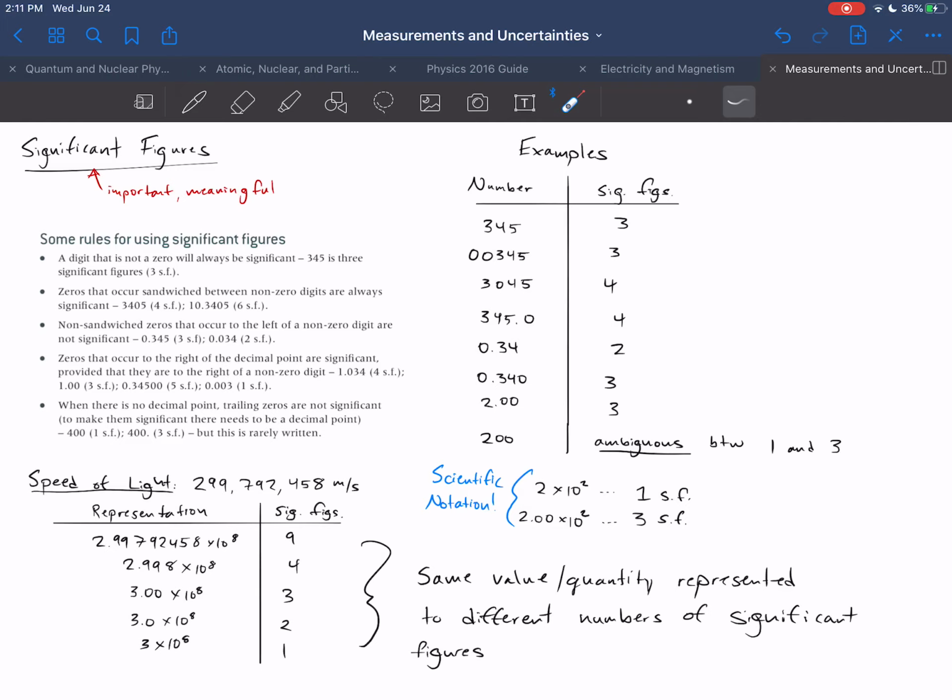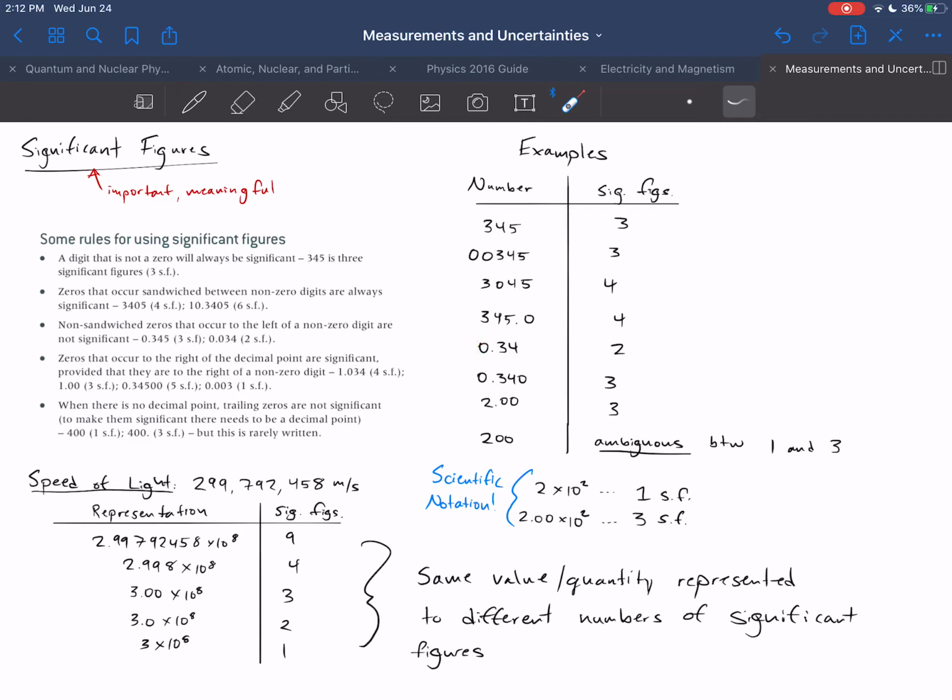It tells us something about the value. This value is more precise than this one is. We know this one to more digits than we know this one. So this trailing 0, what's called a trailing 0, is significant, right? Now, what about this one?